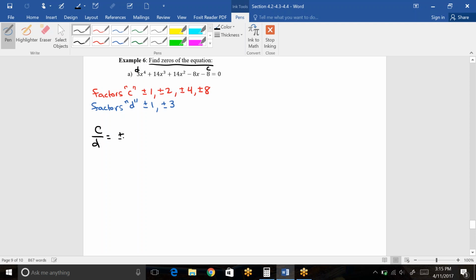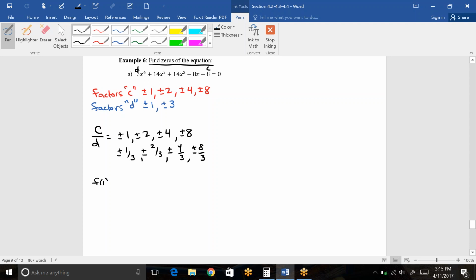So 1 over 1 would be plus or minus 1, 2 over 1 is plus or minus 2, 4 over 1 is plus or minus 4, 8 over 1 is plus or minus 8. Then I go all of them over 3, plus or minus 1/3, plus or minus 2/3, plus or minus 4/3, plus or minus 8/3. We then try to plug each of these possibilities, which there are 16 here since there's 8 things and they're all plus or minus. We try to plug them in until we find one that gives us a 0. It actually equals the 0 that we need.